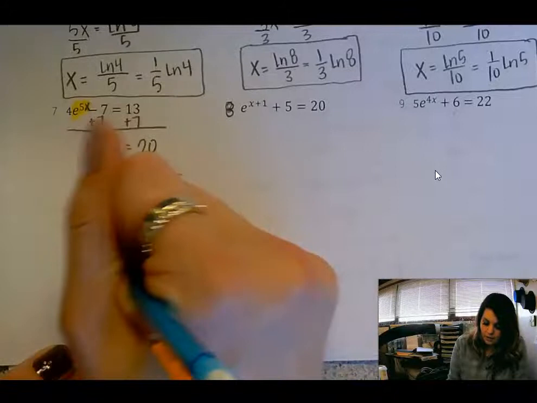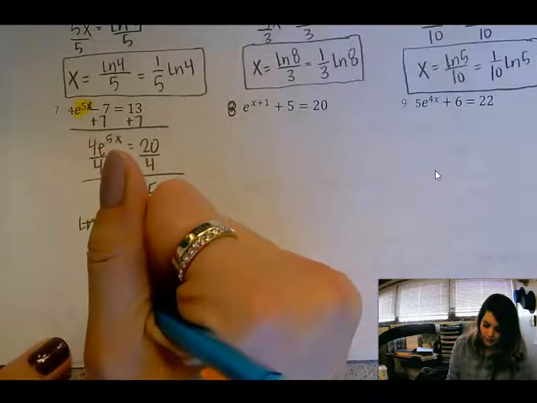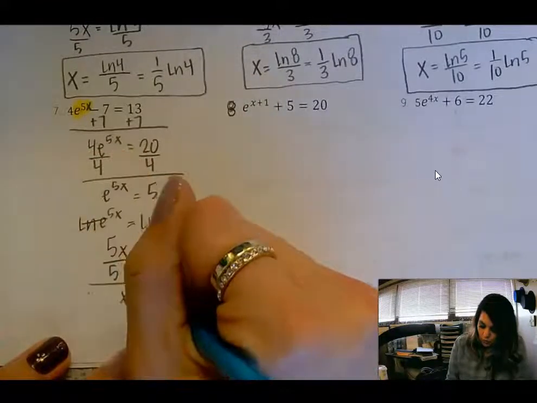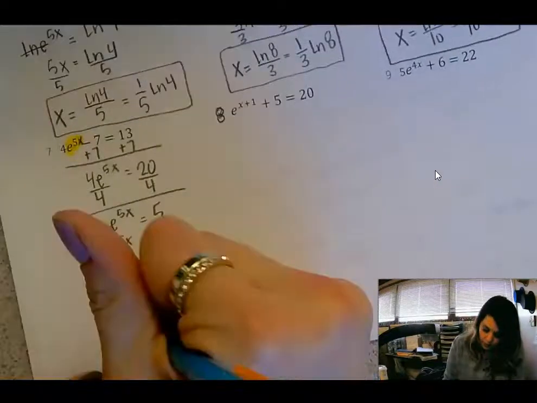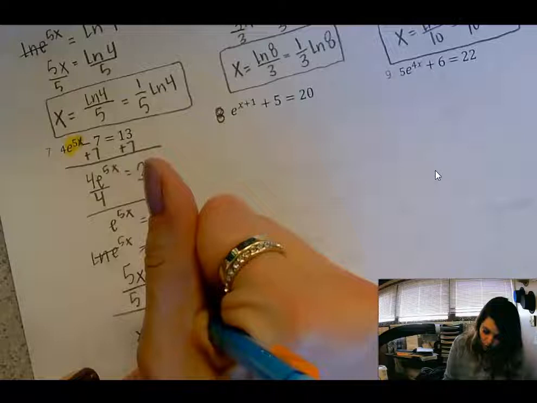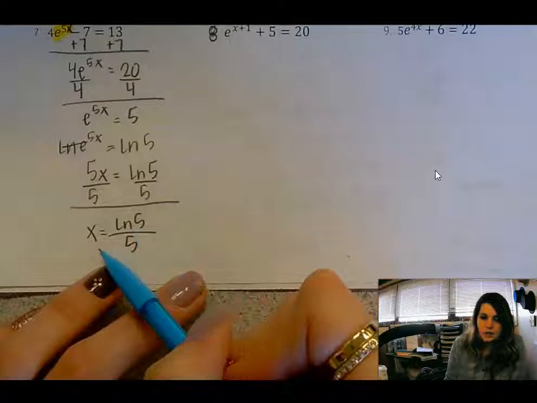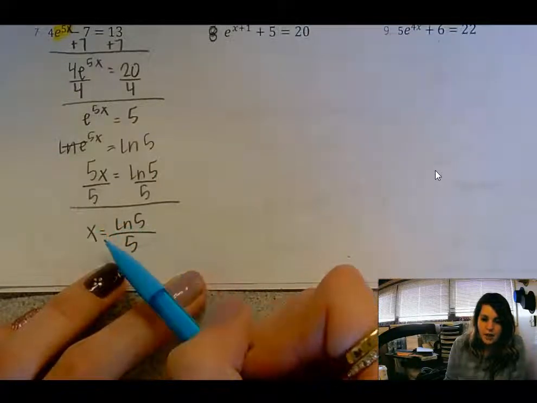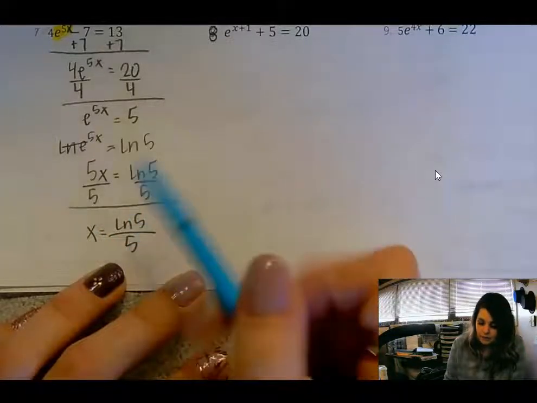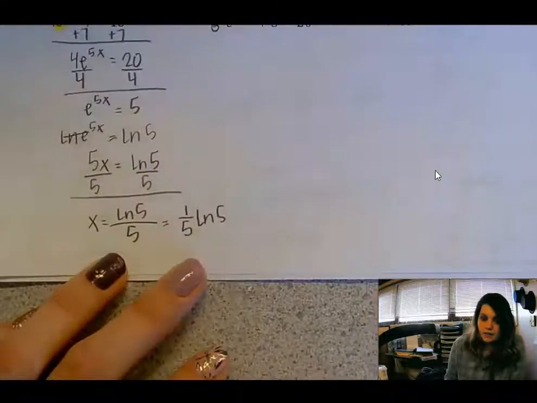We divide both sides by 5, and we get x is equal to the natural log of 5 over 5. And I should have mentioned this sooner, but make sure that your fraction line is covering that whole natural log. So you're dividing natural log 5 by 5, or you change it to 1/5 natural log 5.